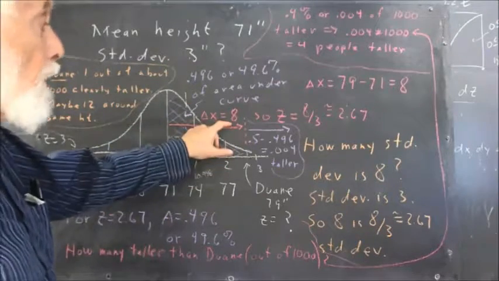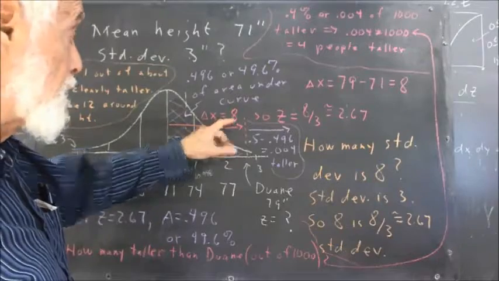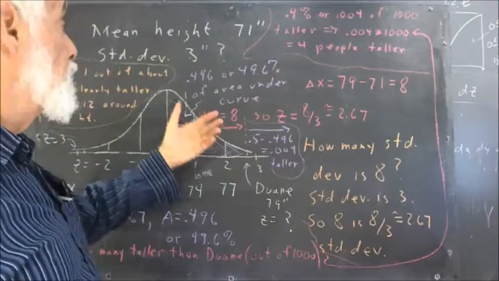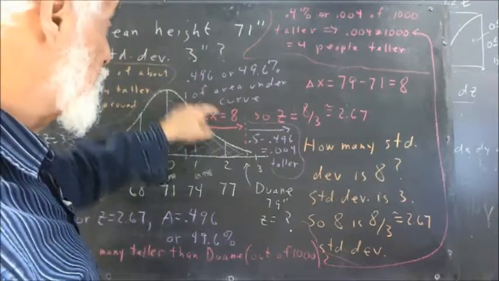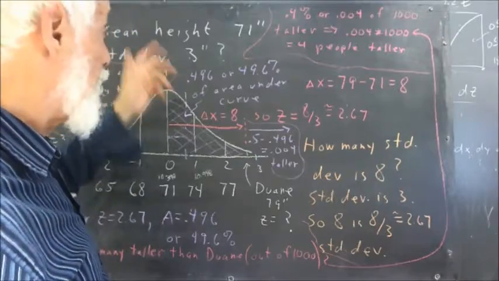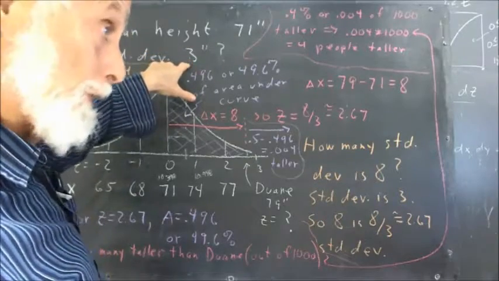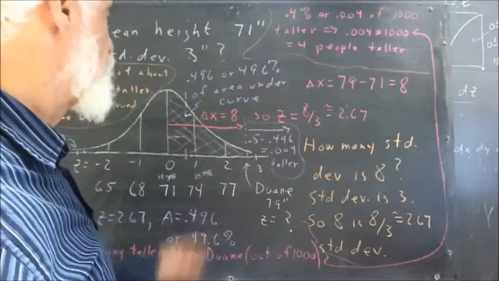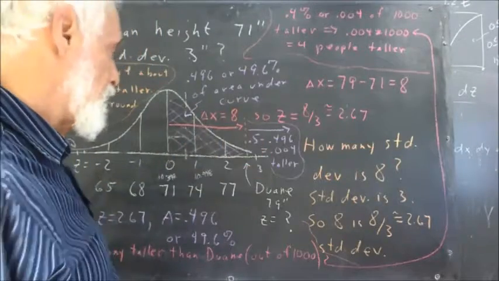Is that more than one or less than one standard deviation? Well, it's clearly more than one. Okay? It's more than 2 because 2 standard deviations would be 6 inches and 8 is more than that. It's not as much as 3 because 3 standard deviations would be 9 inches and 8 is less than 9. So it's between 2 and 3 standard deviations.